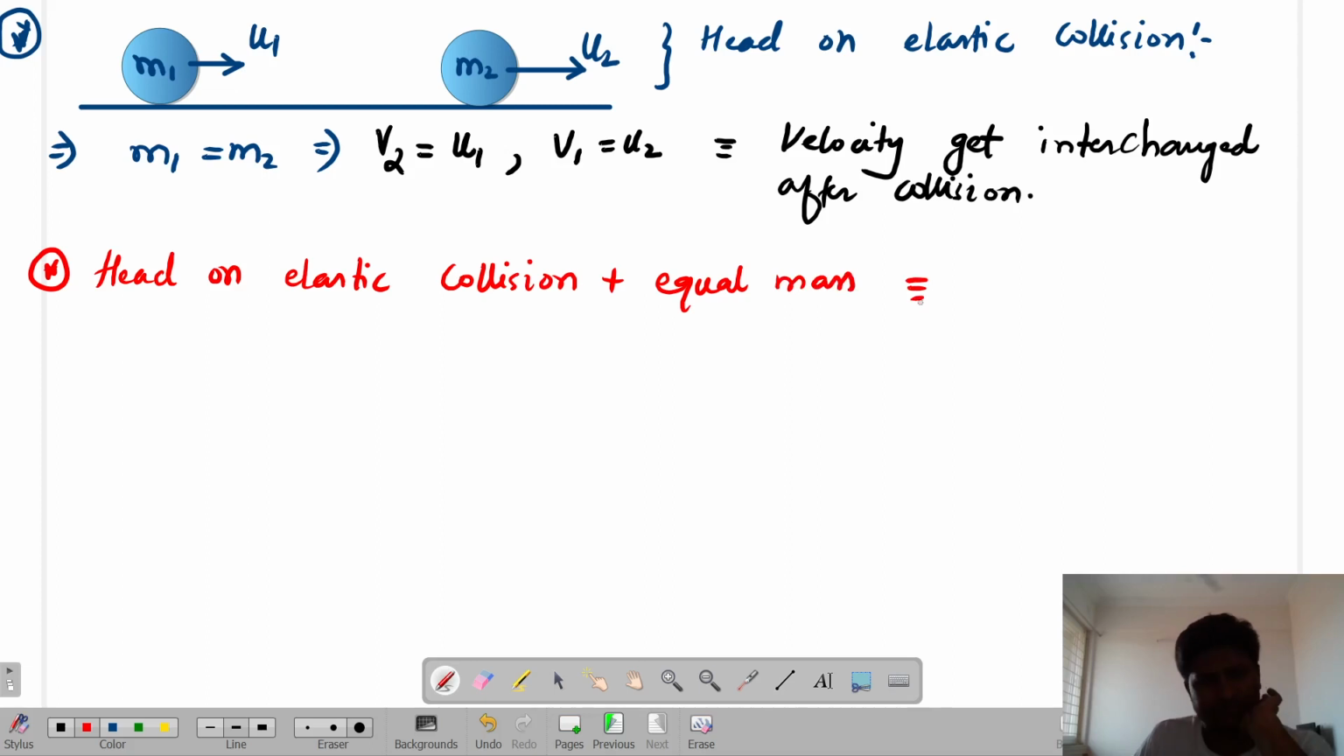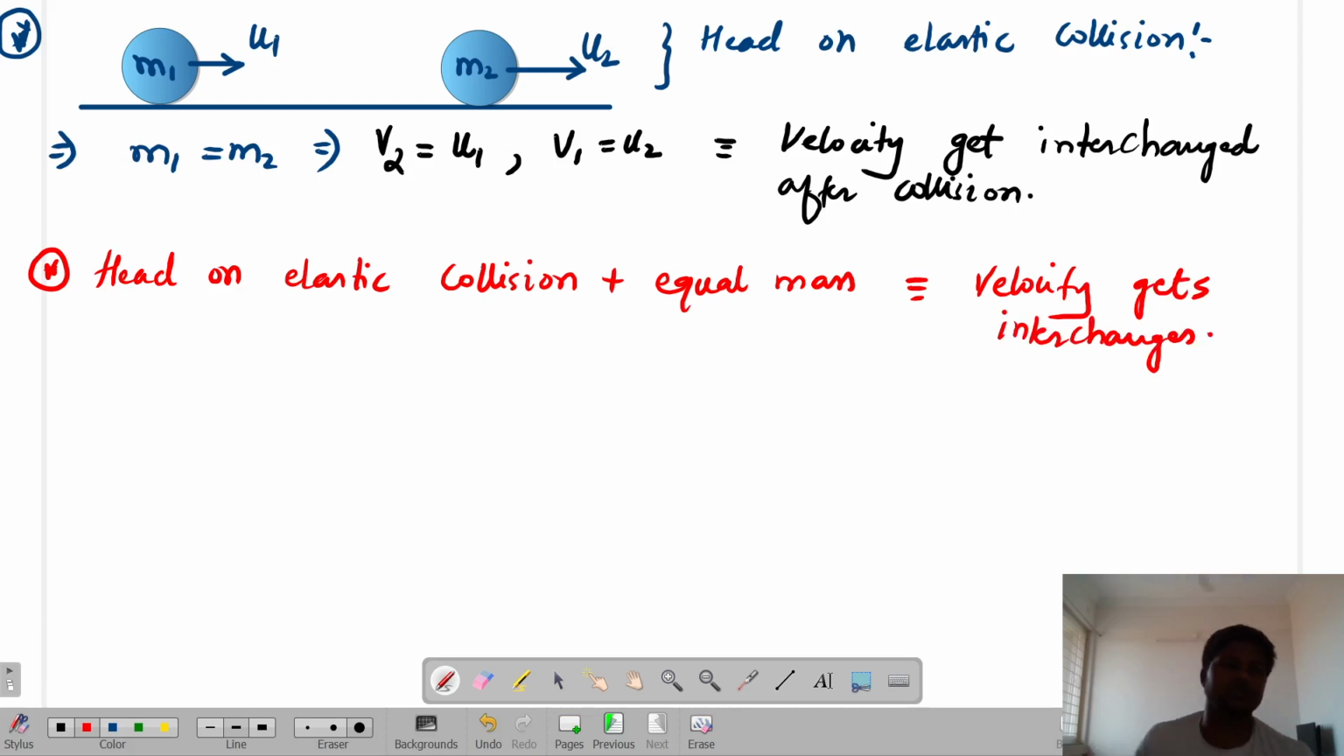Actually, this gives us the total. If it has, then the velocities get interchanged, if we have a head-on elastic collision in such a way that they have equal mass. Are you able to get me or not? Isn't it?